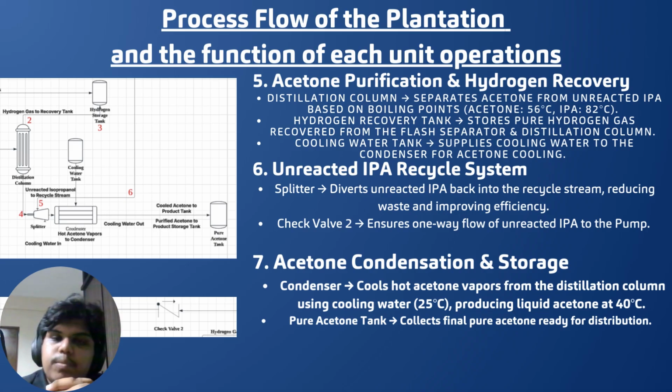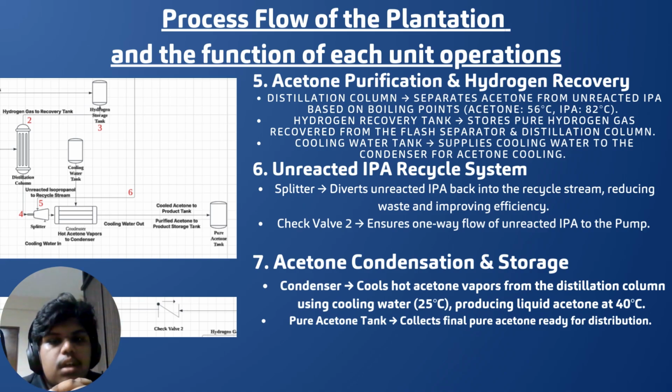The sixth process is the unreacted isopropanol recycle stream. It consists of a splitter and check valve tube. The splitter diverts unreacted isopropanol back into the recycle stream, reducing waste and improving efficiency, while the check valve tube ensures one-way flow of unreacted isopropanol to the pump.